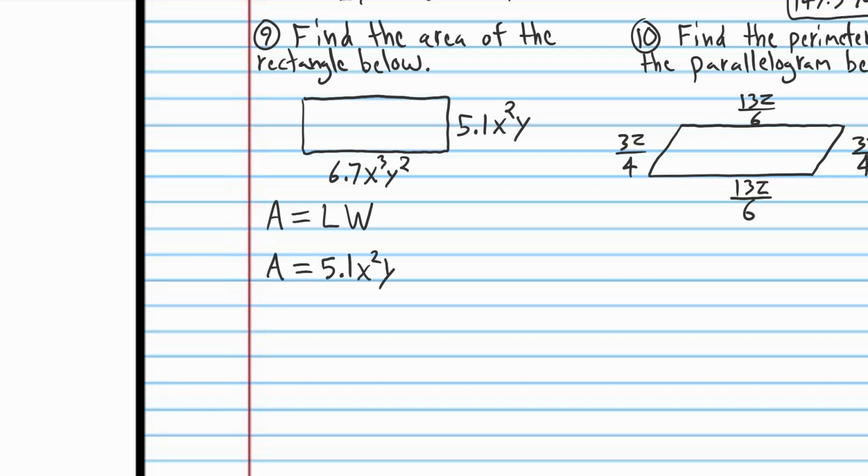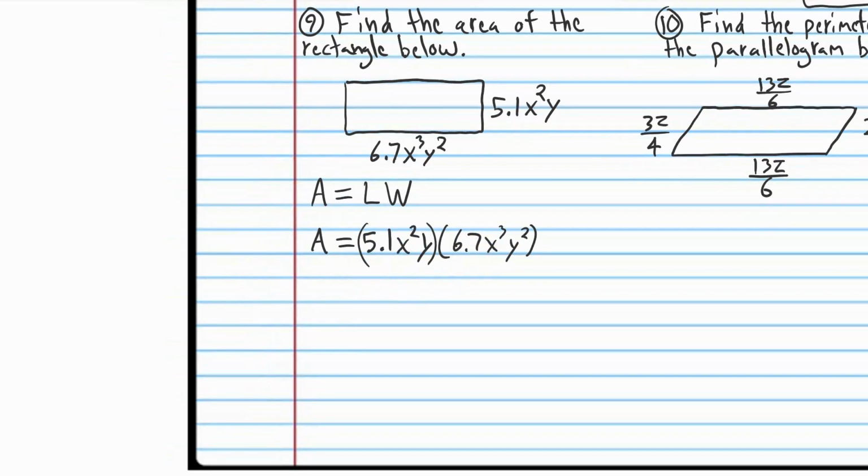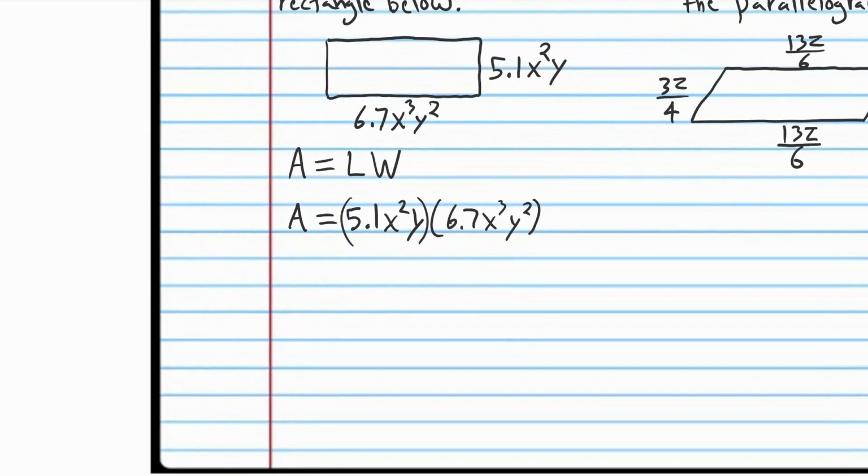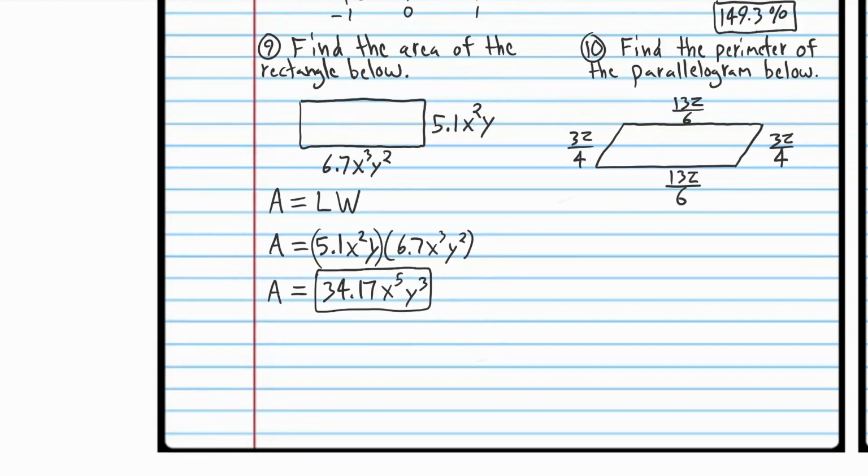So L is 5.1 x squared y, and W is 6.7 x cubed y squared. Now, we didn't need parentheses on both of these, but it helps us separate the length and the width. All right, so now we can multiply. We need the calculator for that. 5.1 times 6.7 is 34.17. So we multiply the numbers first. And x to the second power times x to the third power is x to the fifth power. You just add those powers, and y times y to the second is y to the third. So you got 1 y, and you're multiplying 2 y's, so that's a total of 3 y's that you're multiplying. So we got that answer.